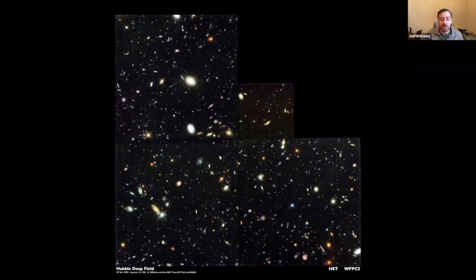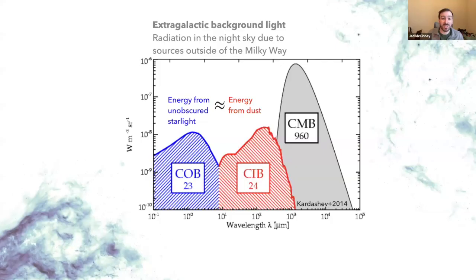It's a near-infrared image. But we've known actually for about 50 years, a little more, that this is an incomplete picture of the universe. So what I'm showing you here is the extragalactic background. This is all the light in the night sky that's coming from sources outside of the Milky Way. And you can see in gray is the cosmic microwave background, the afterglow of the Big Bang. But what I'm highlighting here is the cosmic optical background in blue, which is the energy from unobscured starlight, that's stars not covered by dust, and the cosmic infrared background, that is the energy from dust.